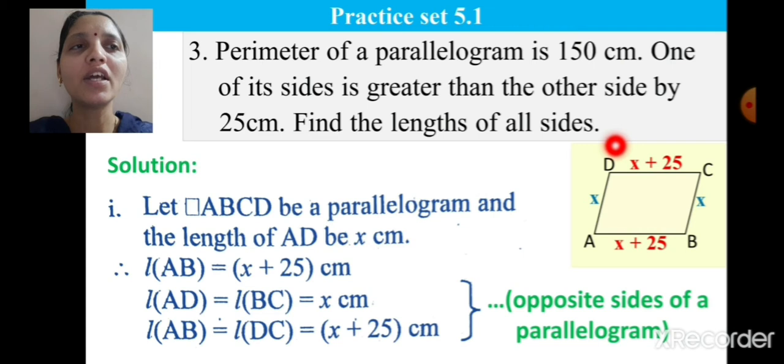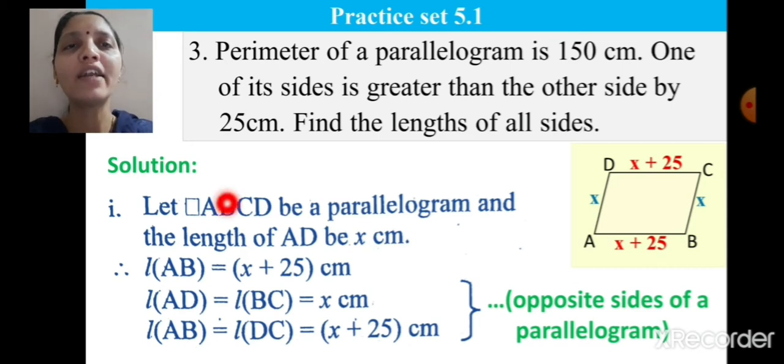So if you consider any one side of this quadrilateral as x centimeter, then the other side will be x plus 25, because it is greater by 25 centimeter. So it becomes x plus 25, and we know that opposite sides of a parallelogram are congruent. So if you consider side AD as x, side BC will also become x, and if AB is x plus 25, CD will also become x plus 25.